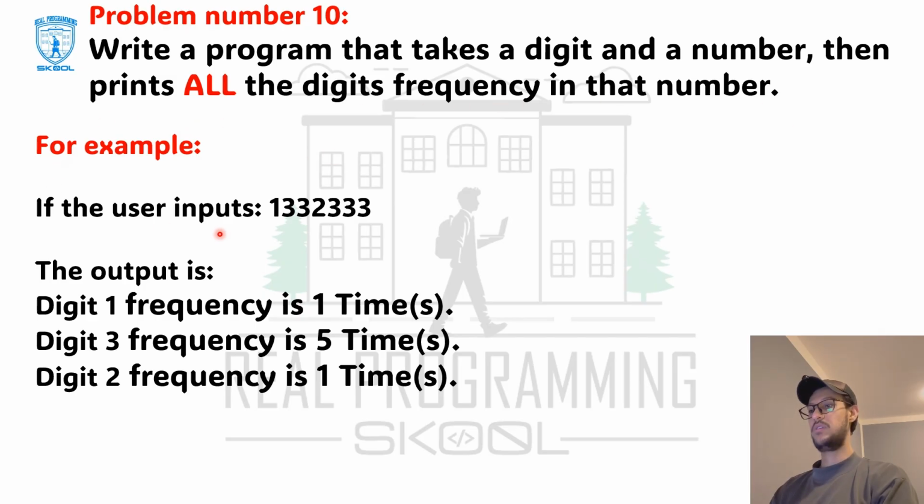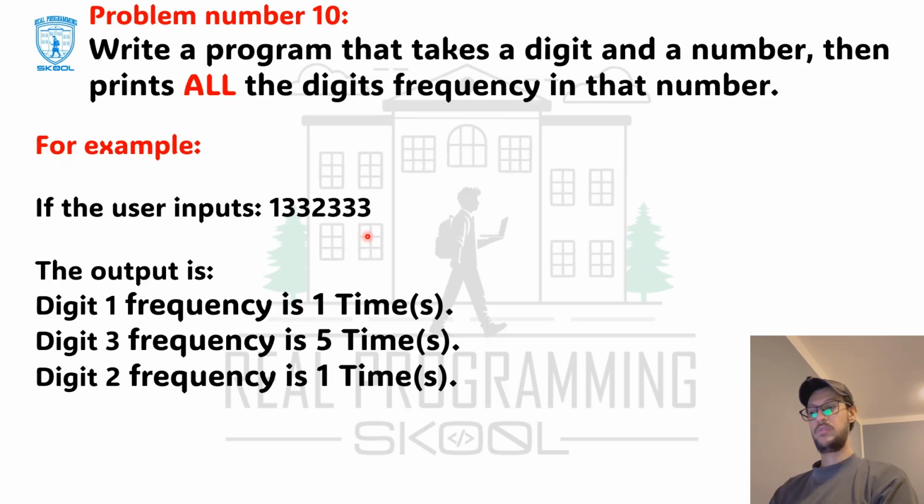For example, if the input is 1332333, the output will be: digit one frequency is one time, because digit one exists one time in this number, and digit three frequency is 5 times because digit three exists 5 times in this number, and digit 2 frequency is 1 time because digit 2 exists one time in this number.